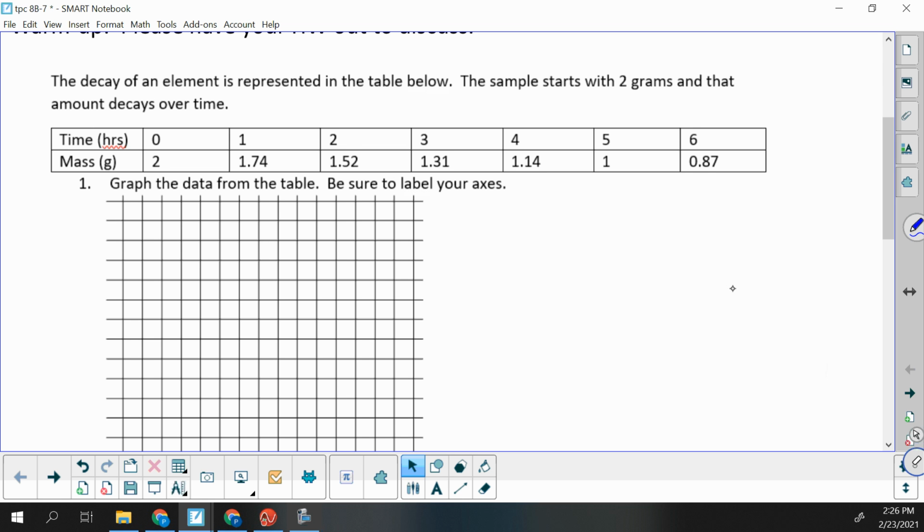All right, in this video, we're going to look at two different problems from our packet. First thing we're going to look at is on page 3 in your packets, in the 8B packet. And if you could also be taking your calculator out as well.